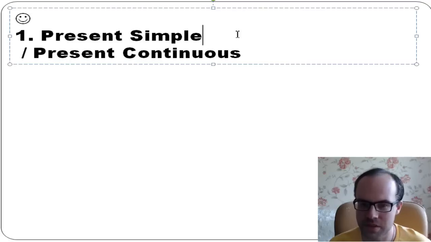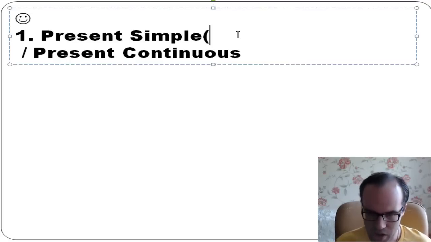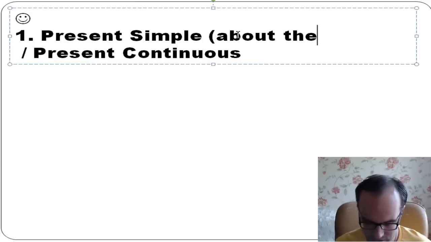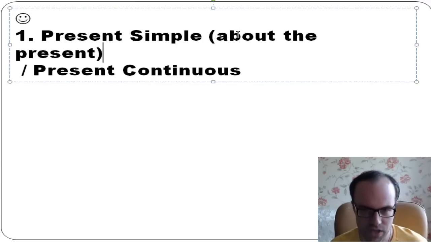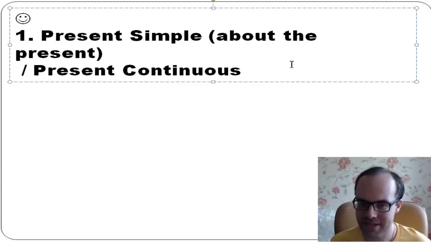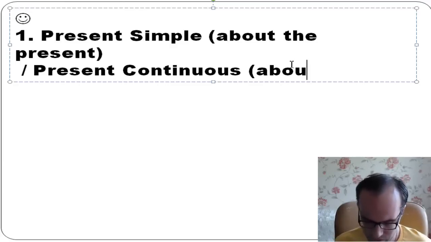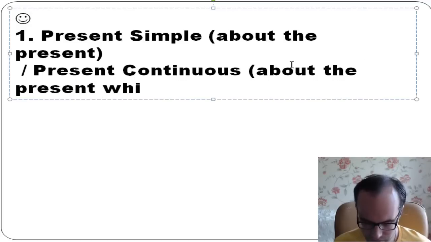So present simple talks about the present, tells us about the present. And present continuous is also about the present, but which is now?